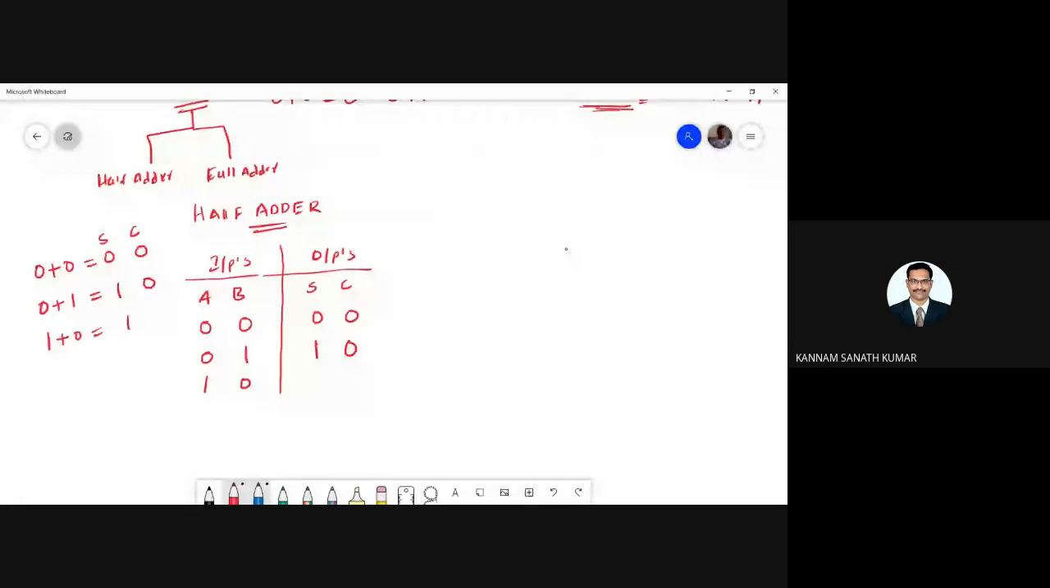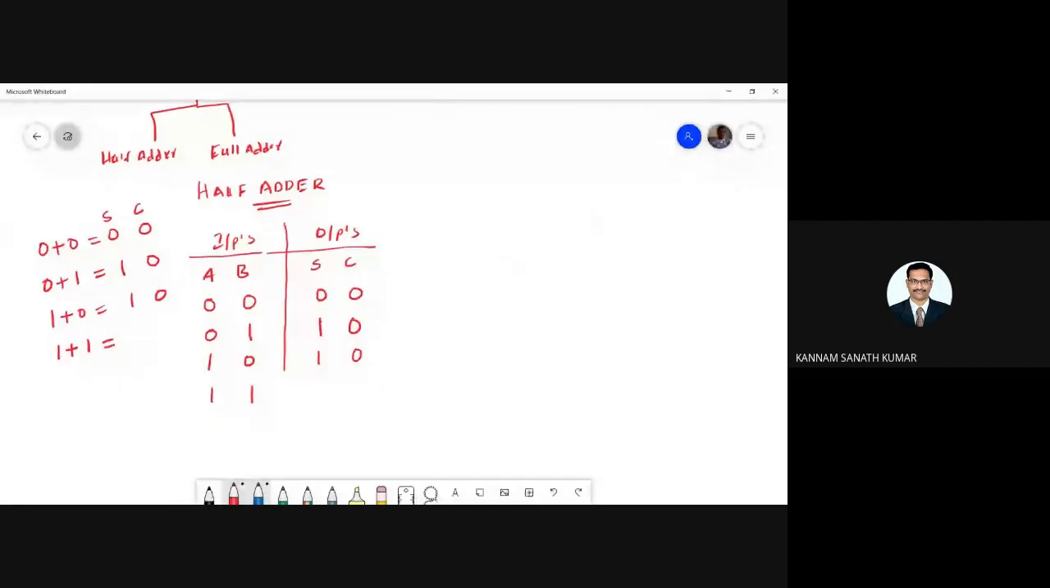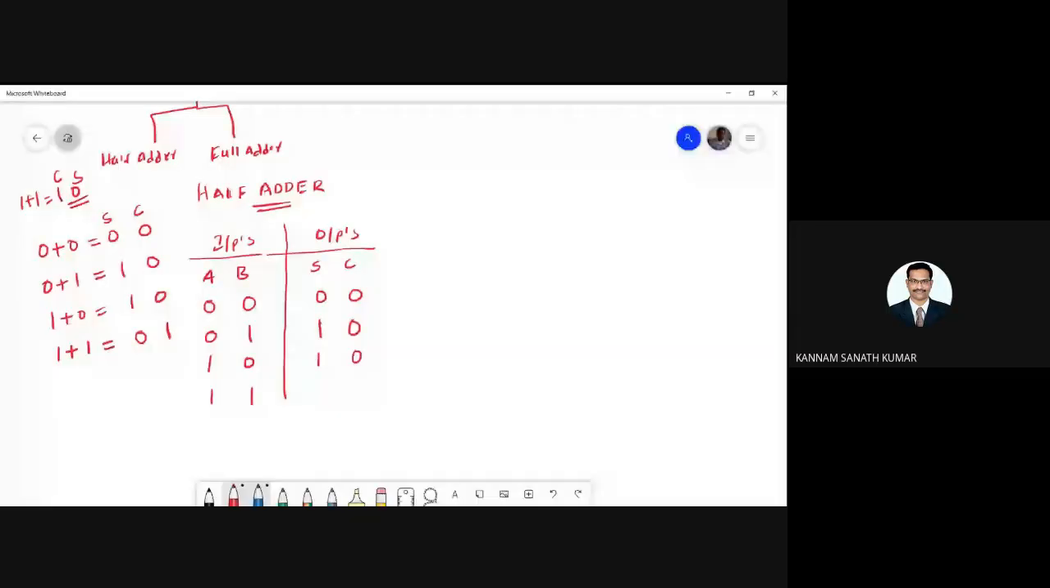Next, 1 1. So 1 plus 1, as I told you earlier, equals 1 0. So 1 0 means the sum is 0 and the carry is 1. This is sum and this is carry. So during 1 plus 1, you get the carry. Here sum is 0 and carry is 1.